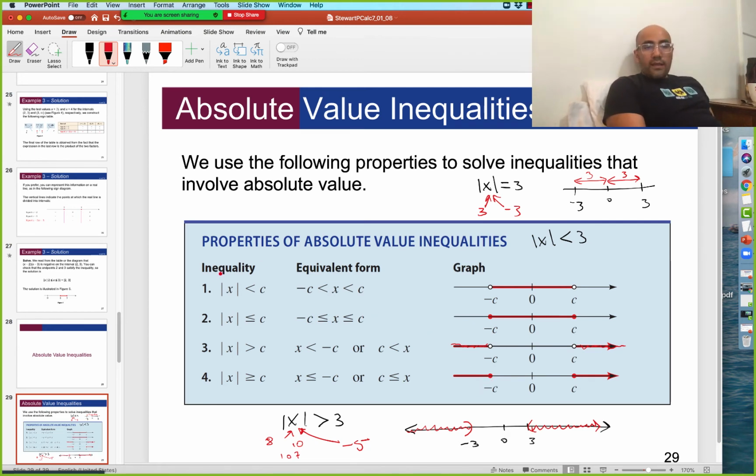Good. So when absolute value of x is less than a positive constant, we can combine it into this type of three-way inequality. But when the absolute value of x is greater than a constant, then really we have to do two separate inequalities. X has to be less than its negative, or x has to be greater than that constant. Any questions about these?